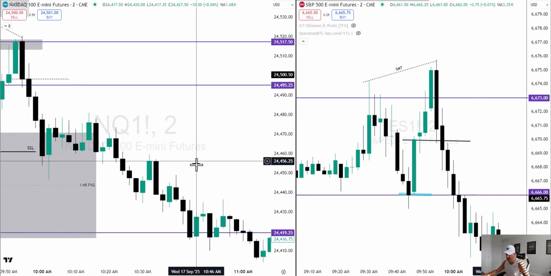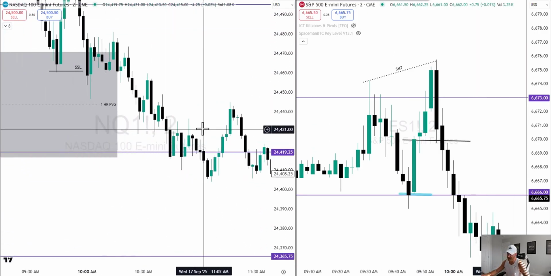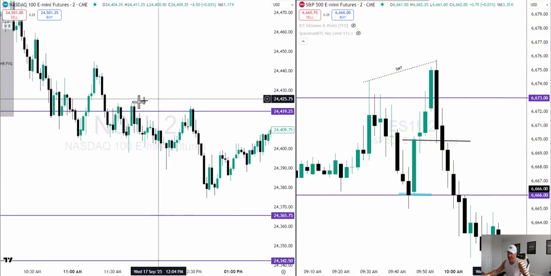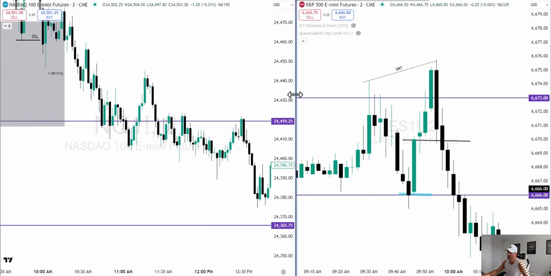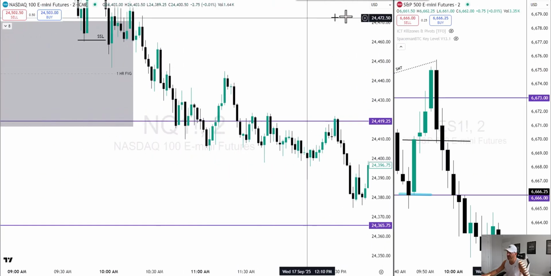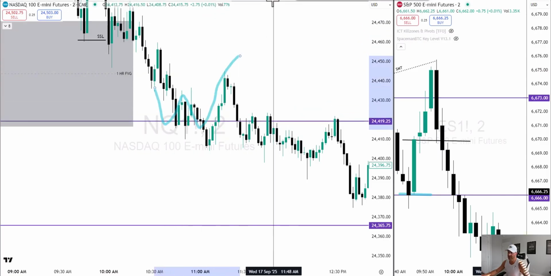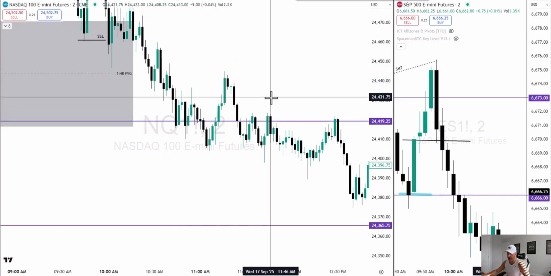So let's just continue down. I'm not going to go over this stuff because this is just chop, right? This is just chop. Like right here, and that's what I mean. You can't just trade every level. You can't just come down here and expect a bounce, right? It doesn't happen like that all the time. It's like every fair value gap doesn't work out, right?